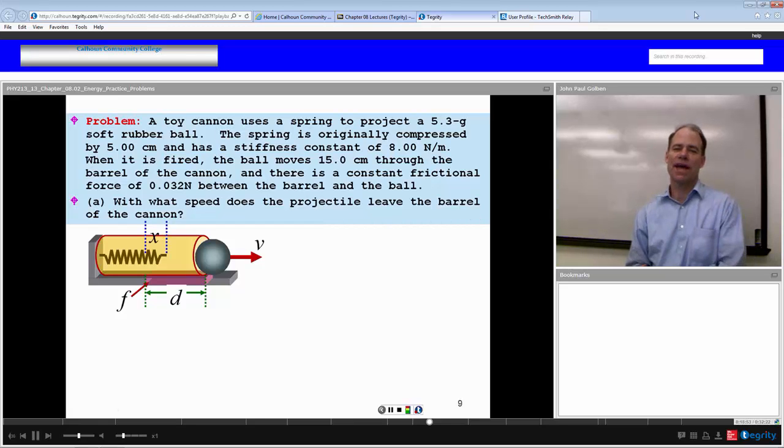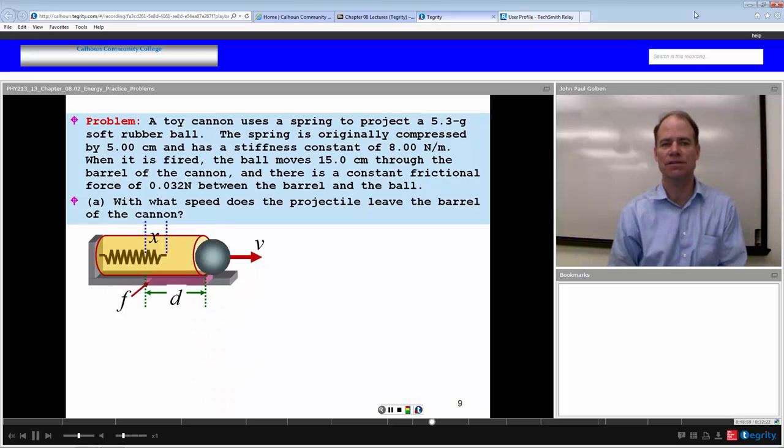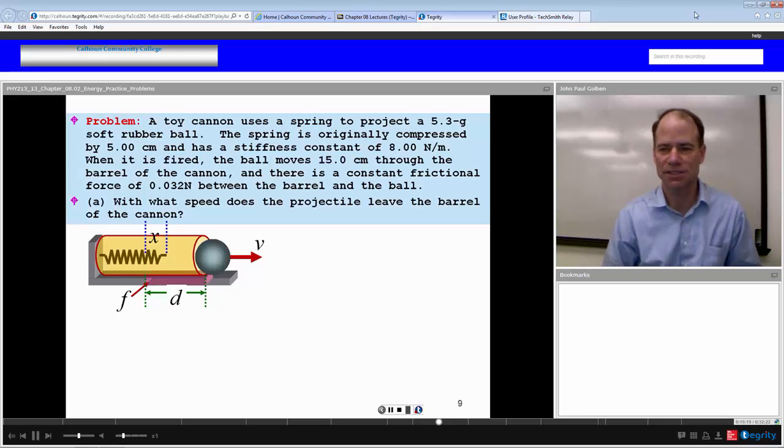A toy cannon uses a spring to project a 5.3 gram soft rubber ball. The spring is originally compressed by 5 centimeters and has a stiffness constant of 8 newtons per meter. That's our k constant. When it is fired, the ball moves 15 centimeters through the barrel of the cannon, and there's a constant frictional force of 0.032 newtons between the barrel and the ball. With what speed does the projectile leave the barrel of the cannon?